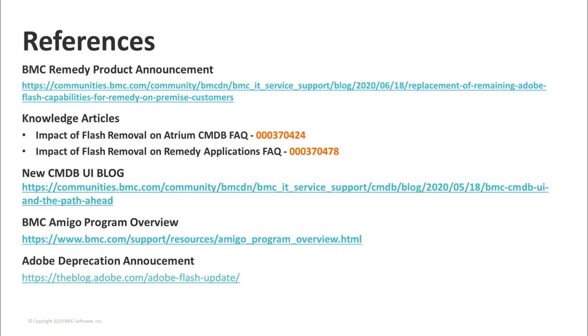Okay, so here are some references that are available. We've got knowledge articles that were created specifically for this. The numbers are listed there, and the links will be available as well. We've got the product announcement. We've got a CMDB blog, as well as our Amigo program if you need help on upgrading your entire platform or any part of it to 2002. And we also have a link here to the announcement from Adobe about Flash being removed.